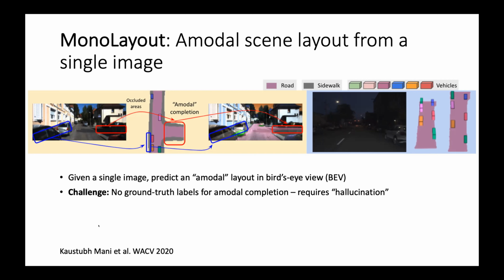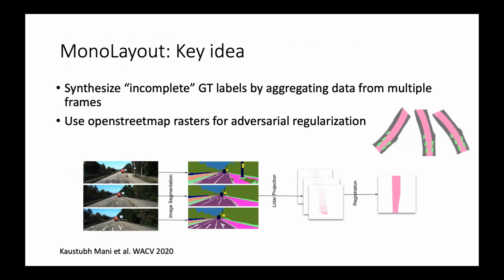And we call this task amodal layout estimation in bird's eye view. And the challenge for this is because your task inherently requires you to reason about things that are not in the image, you don't have ground truth for these tasks. So you don't necessarily have ground truth for all of the lanes that are merging in. It's just hallucination that you need to rely on.